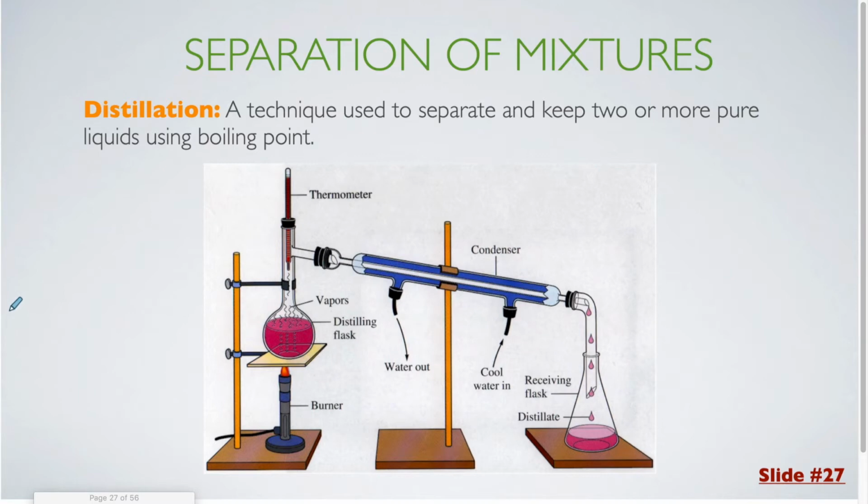Next up, we have distillation. This is a technique which could be used to separate two or more pure liquids using boiling point. So in our illustration here, you can see within this distilling flask, we have multiple liquids mixed together. And let's say that they boil at different temperatures. So maybe one boils at 50 degrees Celsius, another at 75 degrees Celsius, and another at 100 degrees Celsius, just to keep the numbers nice and easy.